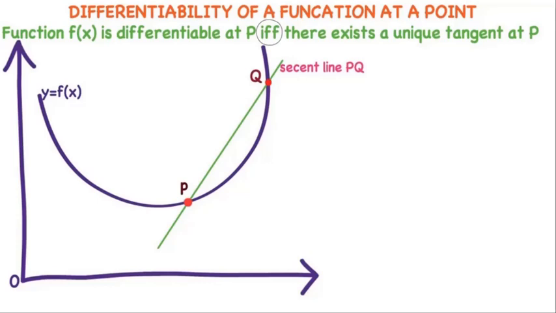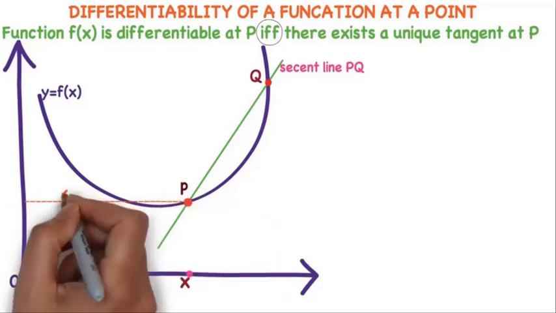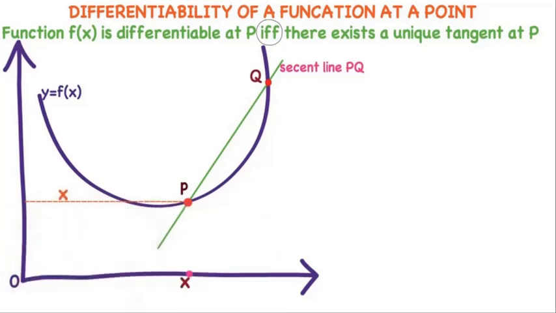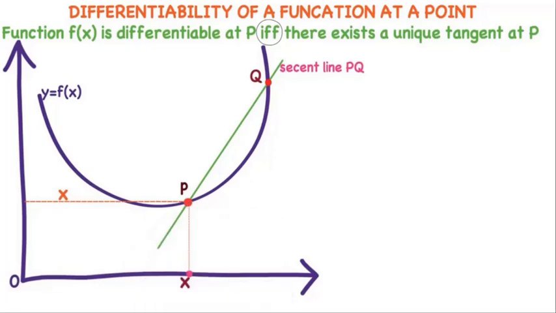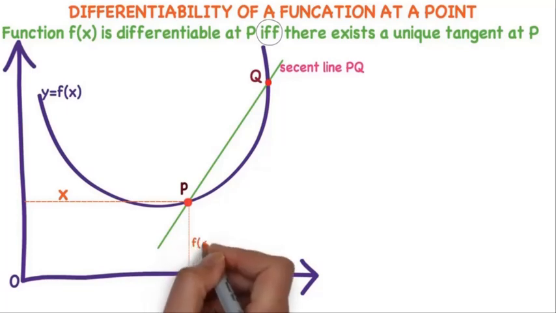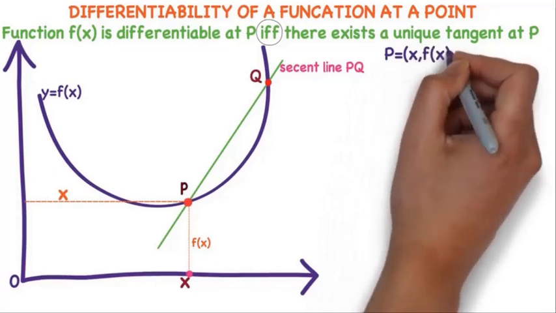Now observe the diagram. What is the point P? P is the point, we suppose, which is at a distance of x units from the origin, that is, at a distance of x units from the y-axis. Now what is this length? This is the height of the curve. So this length is f of x. So the point P will be x comma f of x.